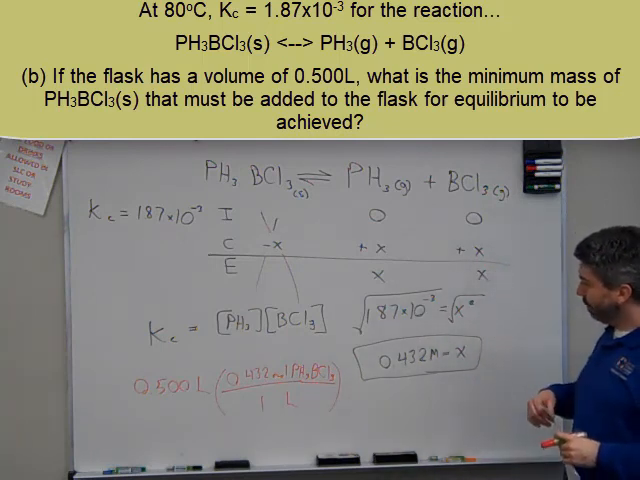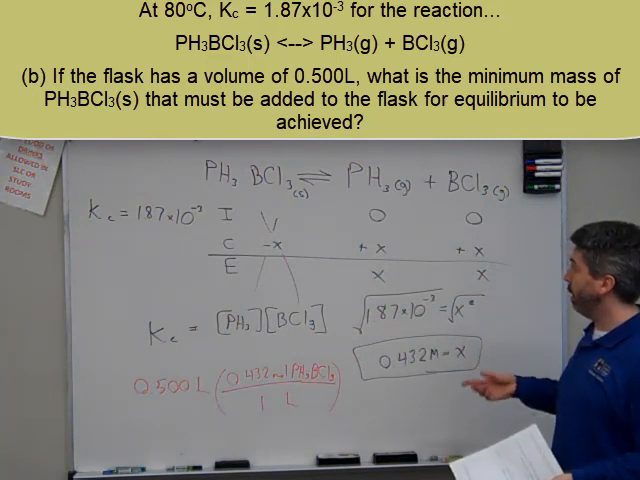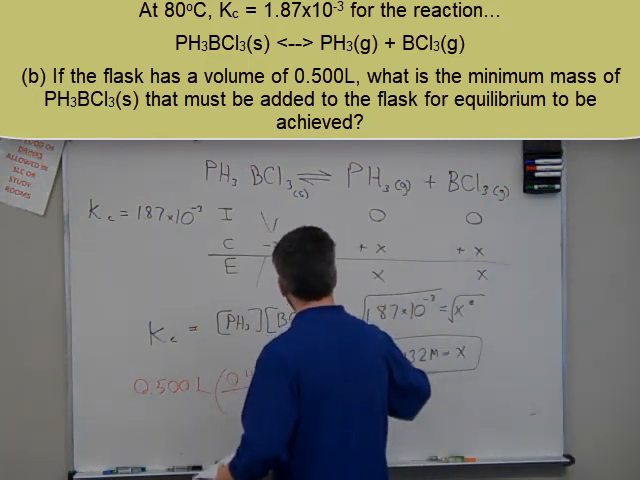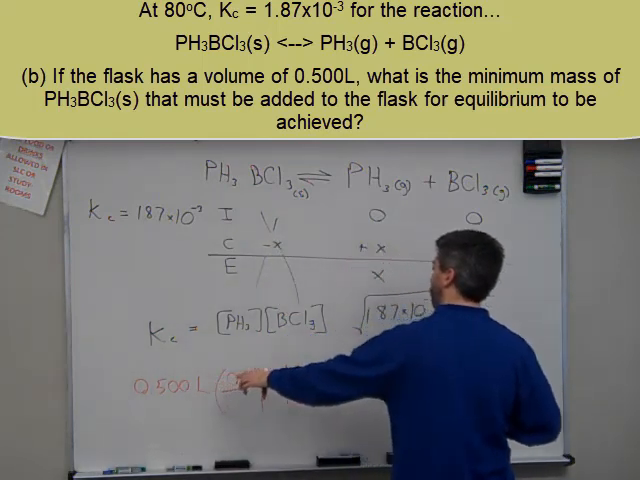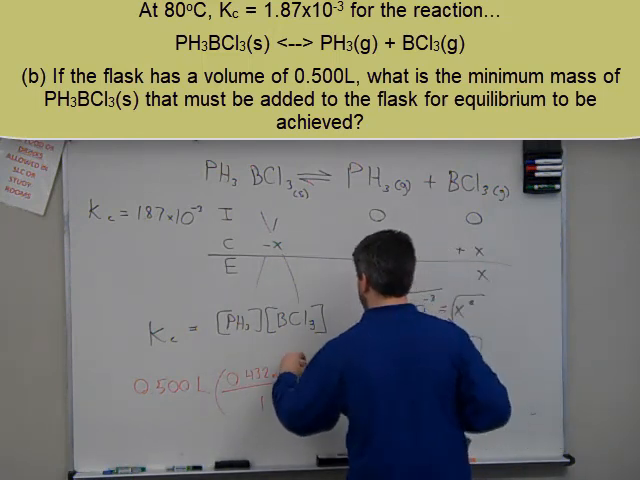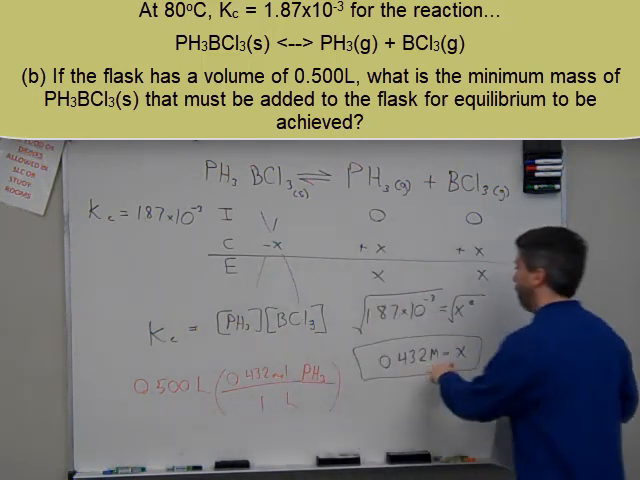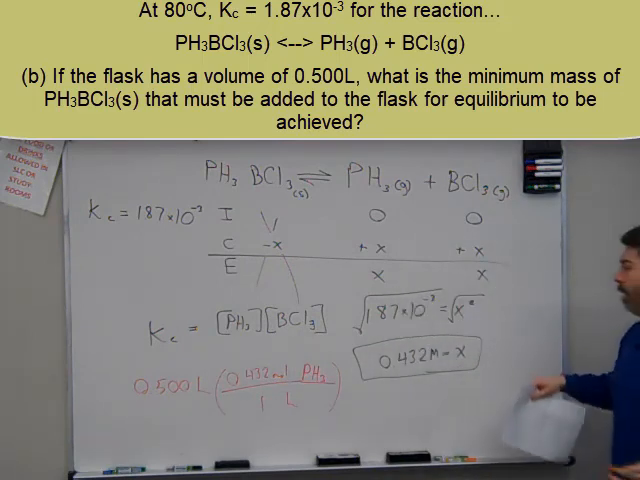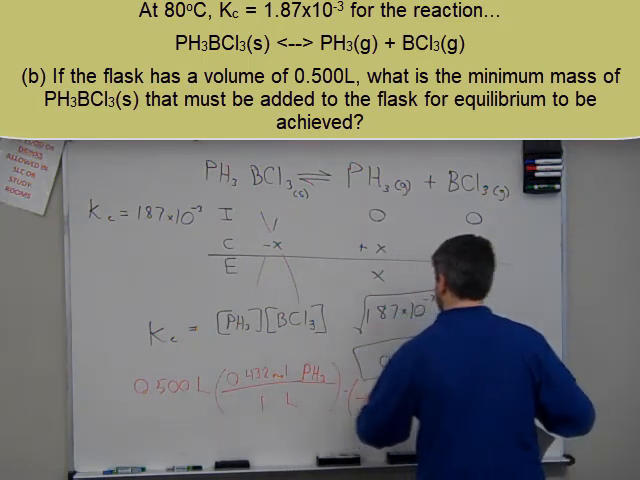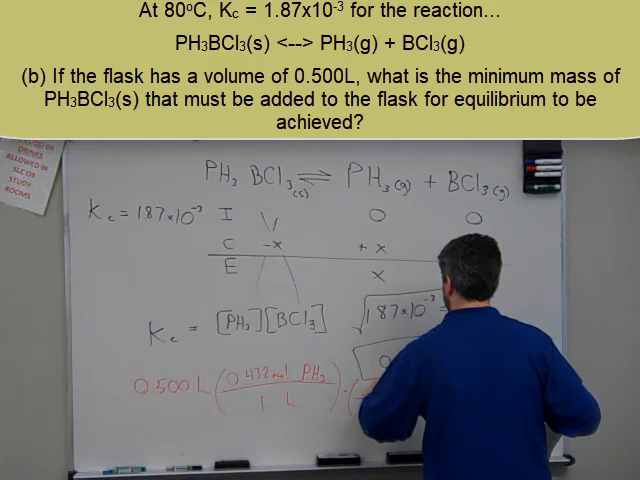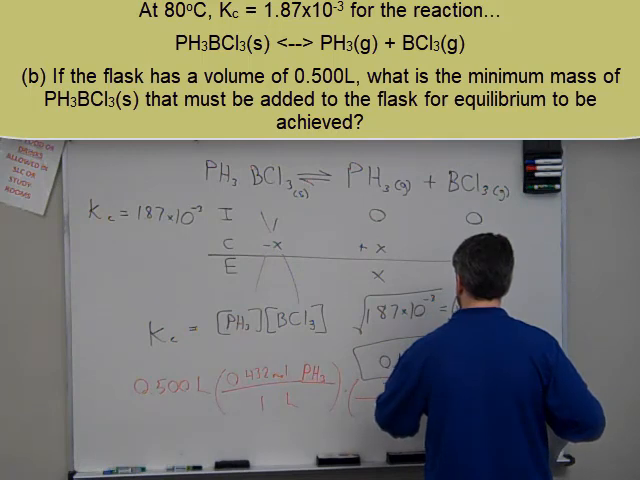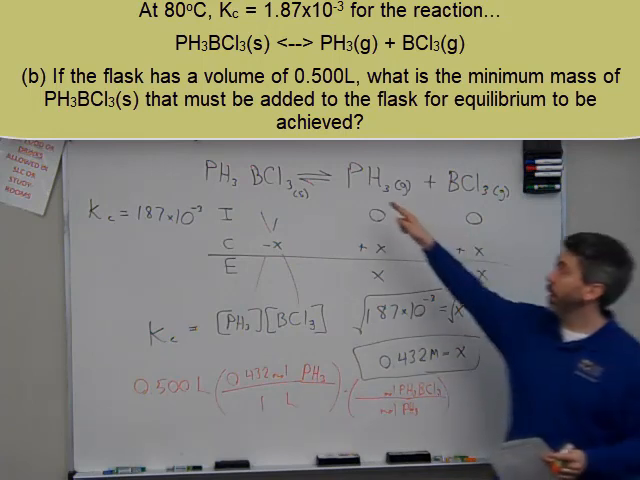Alternatively, what you could do is you could say, well, I can use the molarity to convert liters to moles of PH3, right? Because this is the molarity of PH3. It's also the molarity of BCl3. And then I could do another conversion factor and convert moles of PH3 to moles of PH3BCl3. And to throw back to the old stoichiometry, the 1-to-1 ratio.